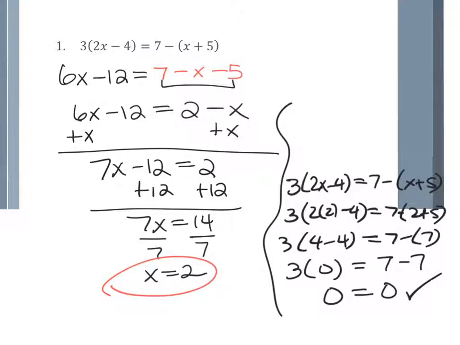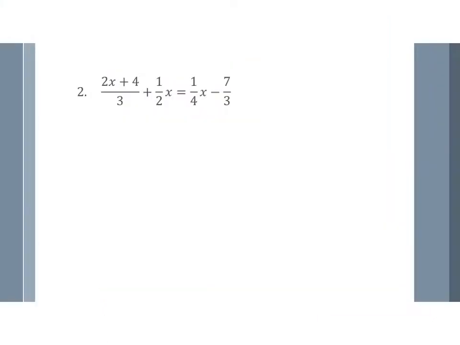Pretty good? Let's try another one. Now this next one has fractions in it. Now you could work with the fractions. You could subtract the 1/4 over to the 1/2 and work with it this way. But I find it a lot easier if you clear the fractions before you begin. So what I'm going to do is look for the common denominator between 3, 2, 4. So my common denominator between those numbers is 12. So I'm going to multiply each piece of my equation by the common denominator of 12.